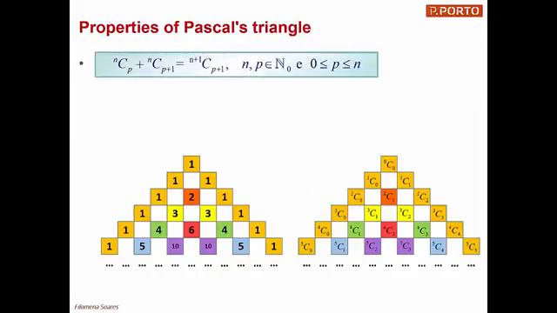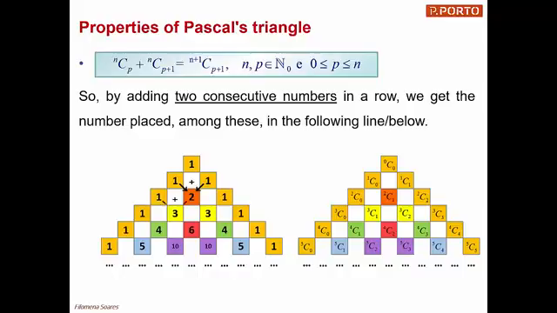It says that the sum of two consecutive terms in a row is equal to the element in the line below. So by adding two consecutive numbers in a row, we get the number placed between them in the following line below.